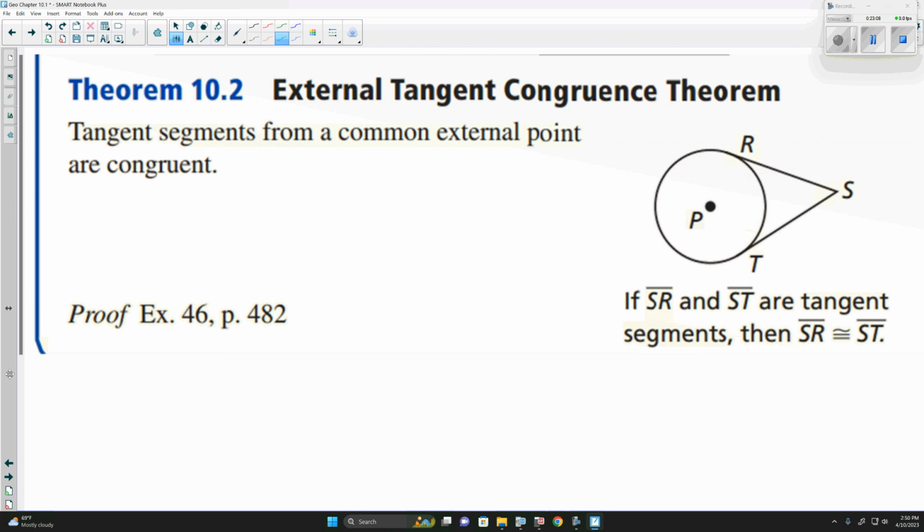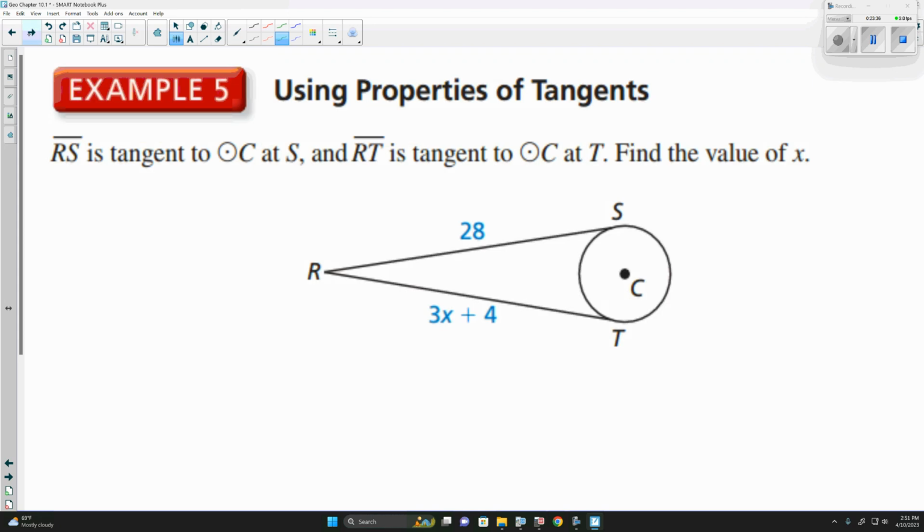External tangents of a circle. If two tangent lines meet at a point outside of the circle, then they're congruent. Two tangent segments from a common external point are congruent. So what that's saying is RS is congruent to ST. That's it. So we can say what?